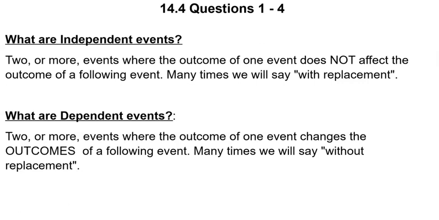Now, dependent events do change outcomes. And we're going to call that without replacement. Because if you start with 52 cards in a deck and I take one and I hold it in my hand, now there are only 51 cards to choose from. The probability of getting a second card has gone up slightly from the first card.